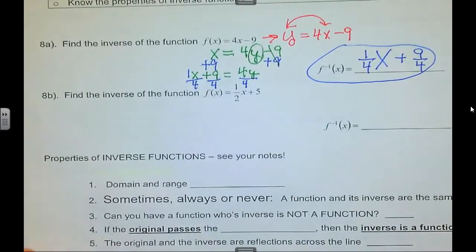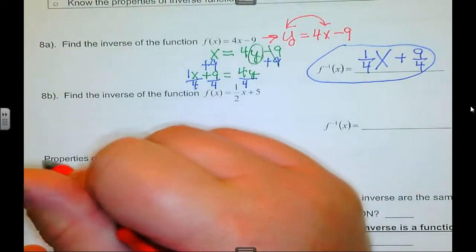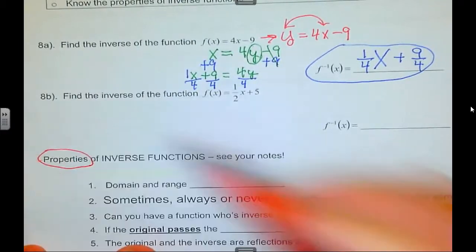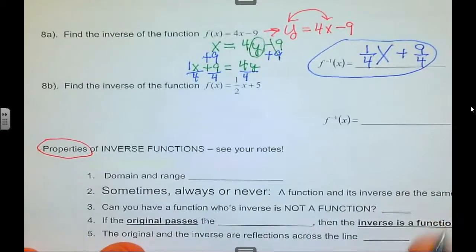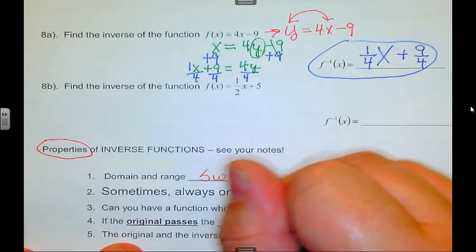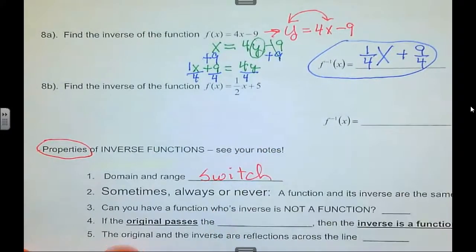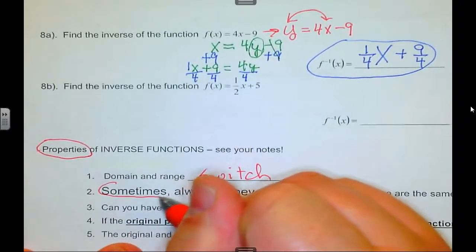The properties. The domain and range, what? That's right. Switch. Number 2, sometimes, always, and never. A function and its inverse are the same. That's right. Sometimes.